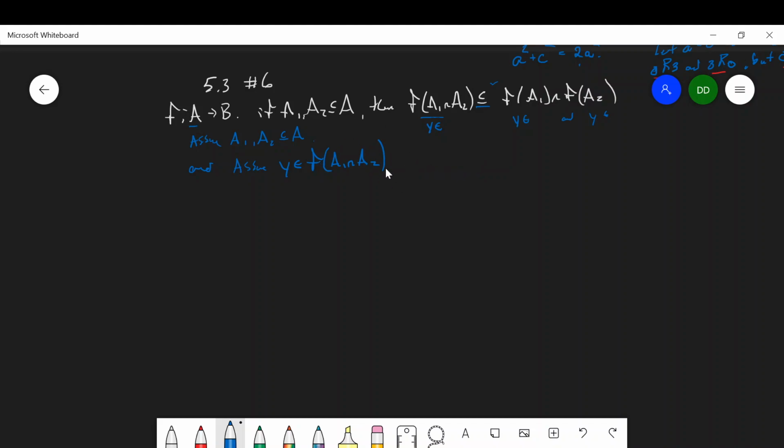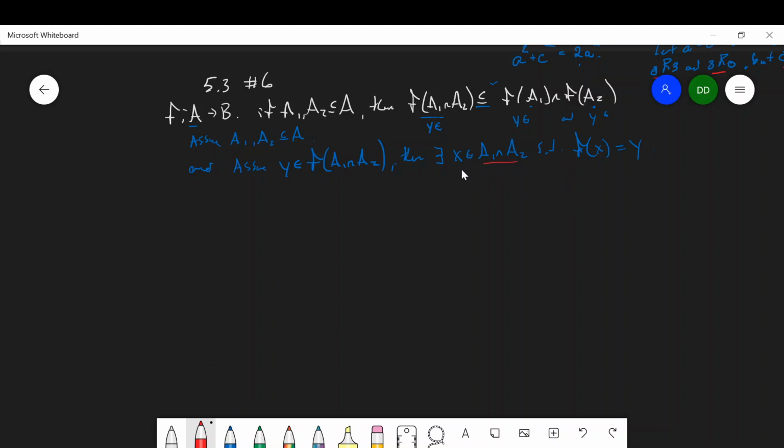So if y is in the image of this set, what does image mean? Remember, f of A1 intersect A2 is the set of all images of elements in A1 intersect A2. So if y is in here, that means y is an image of some element in A1 intersect A2. So there exists x in A1 intersect A2 such that f of x is equal to y. I'd like to conclude that y is also f of x where x is in A1 and x is in A2. But look, x is in A1 intersect A2.